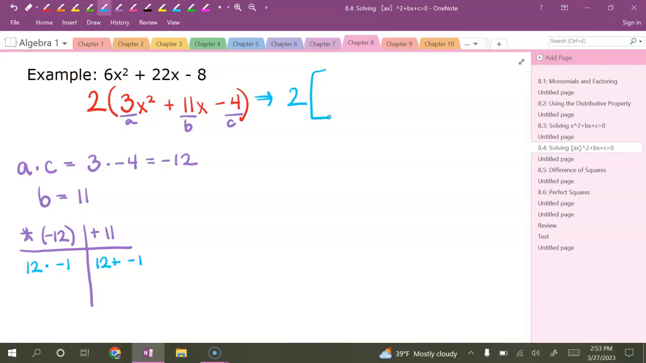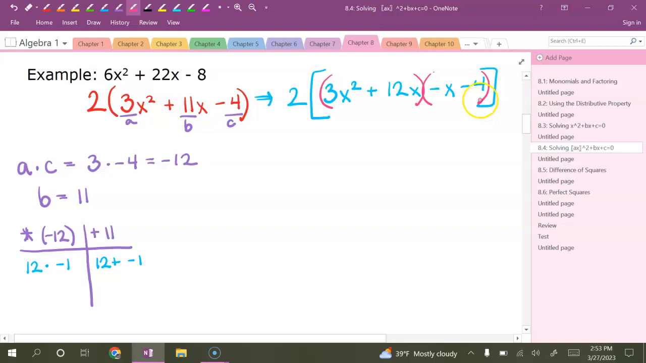What I'm going to do now is rewrite my equation. So if you remember how we did on the last one, we keep the 3x squared. Instead of writing 11x, we're going to replace that with these numbers, so 12 and the negative 1. So plus 12x minus 1x or minus x, and then minus 4. Then we have to do our grouping part, and this is why I did those different style of brackets, just so you can see my parentheses now of my grouping.